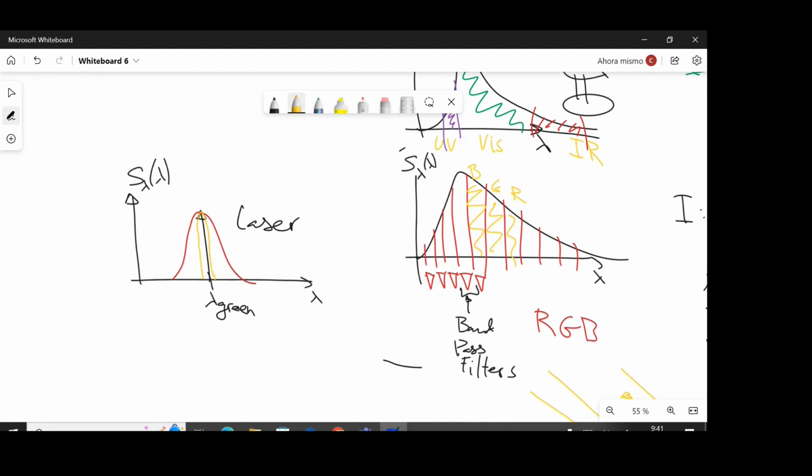So a delta is just a mathematical representation. Delta functions do not exist in physics. So in real life, we cannot have a delta because the height goes to infinity. That is fine for mathematics, but not for physics. And so this one is a laser, and this one here would be a LED. Okay, good. Now white. This is a spectrum of white light.